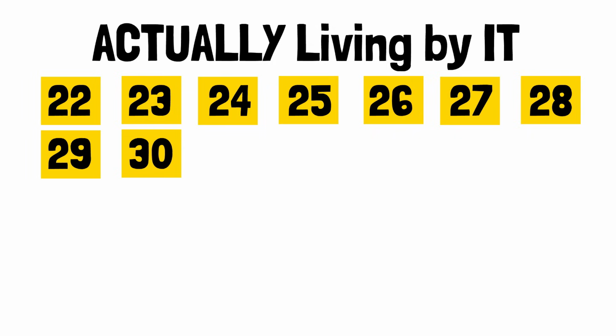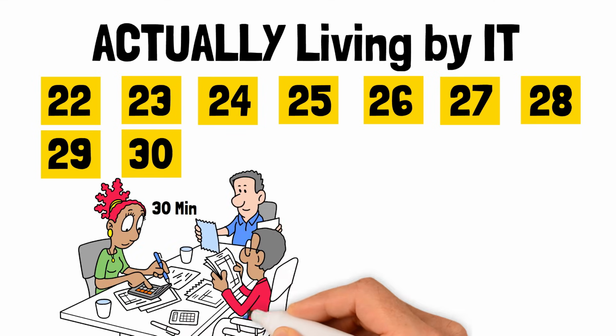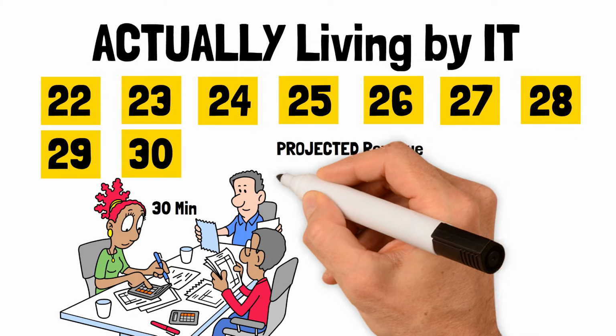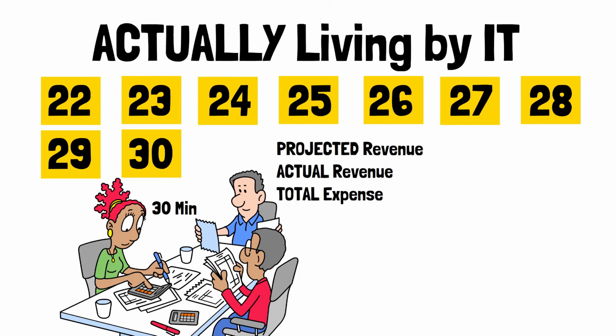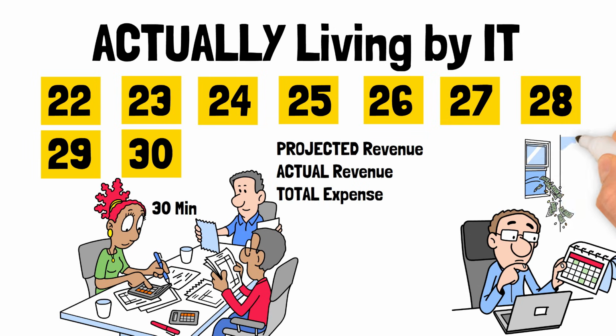Now let's focus on days 22 through 30, where you shift from creating a budget to actually living by it. A budget only works if it becomes a weekly habit, not a document you build once and forget. Start by scheduling a 30-minute money meeting with yourself every week. Put it on your calendar just like you would a client call. During this meeting, compare 3 numbers: projected revenue, actual revenue, and total expenses for that week. Do not wait until the end of the month.